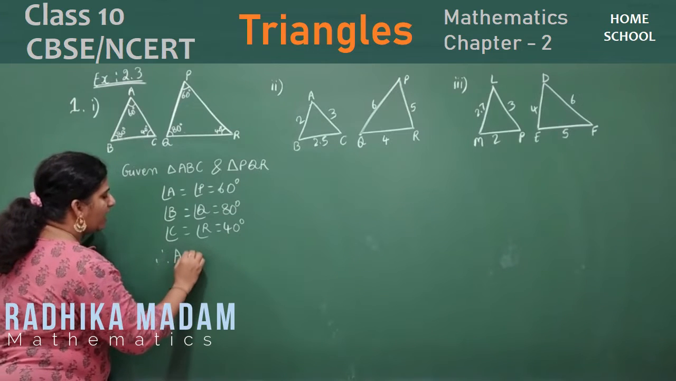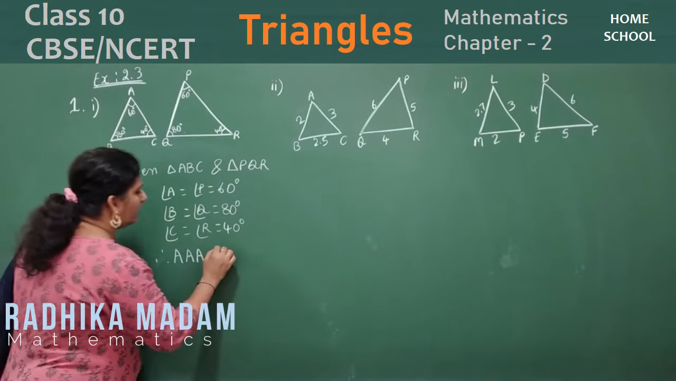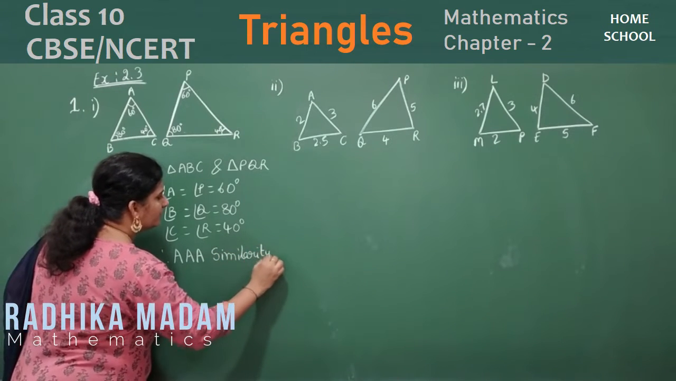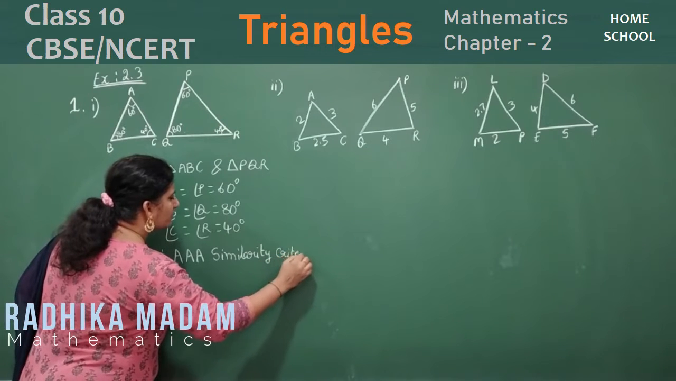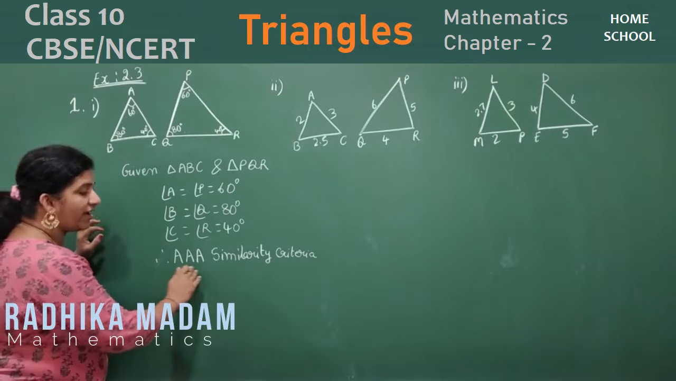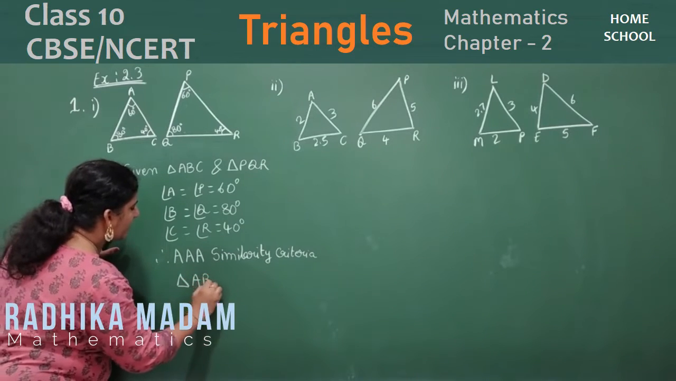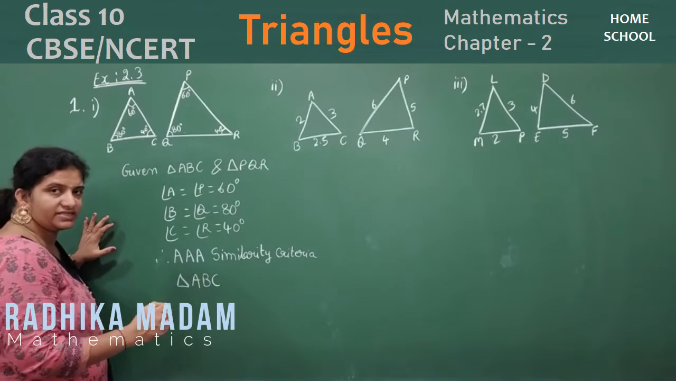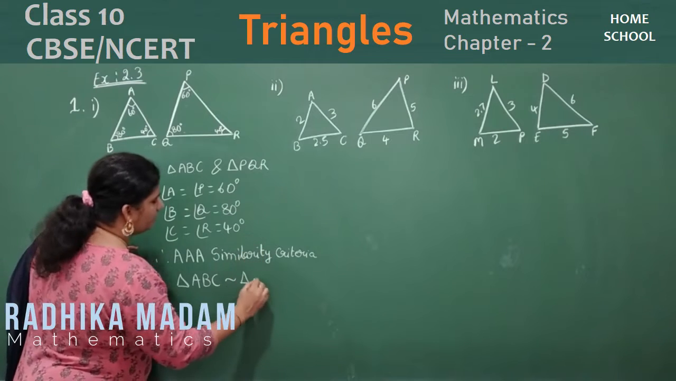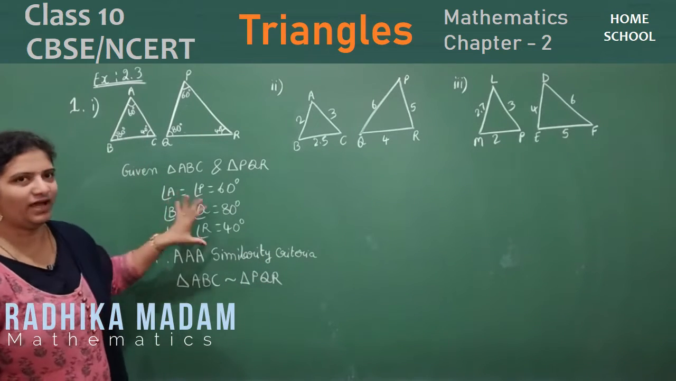Therefore, by angle similarity criteria. Okay. By which criteria you are proving? You should say. Therefore, by angle similarity criteria, I can say that triangle ABC, what is the symbol of representing similarity? This, okay? Similar to triangle PQR. It's very easy, no? Just identify and write the answer.